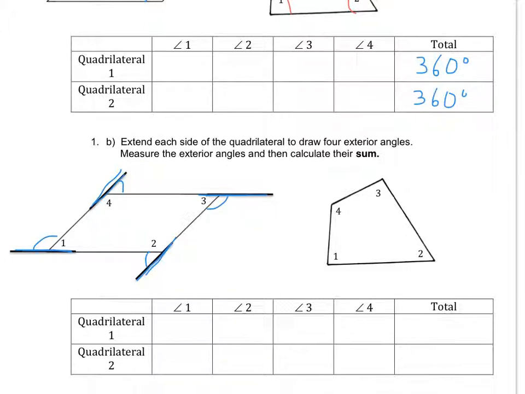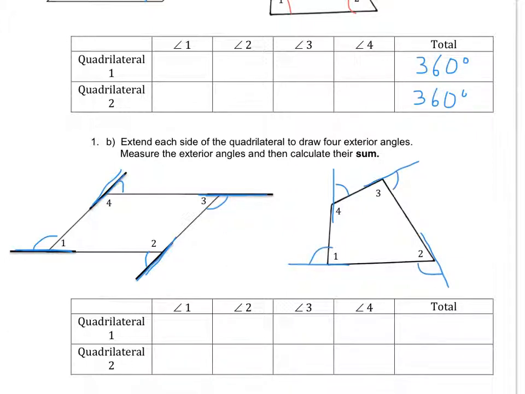So again, you can pause the video and measure these four exterior angles. And then you can do the same thing for the second quadrilateral. In the second quadrilateral, I'm going to extend the line here. Then I will extend the second line like this, the third line like this, and the fourth line like this. Always going the same direction. And again, I have four exterior angles.